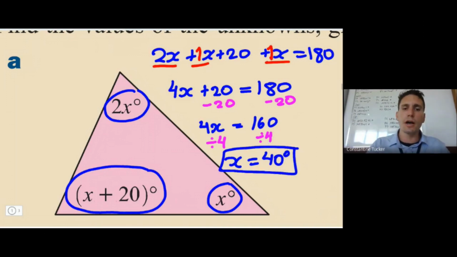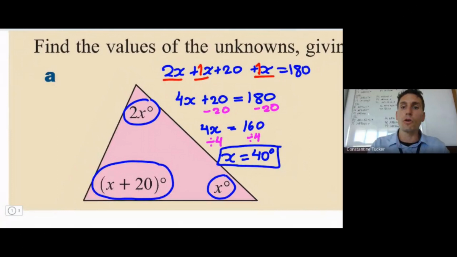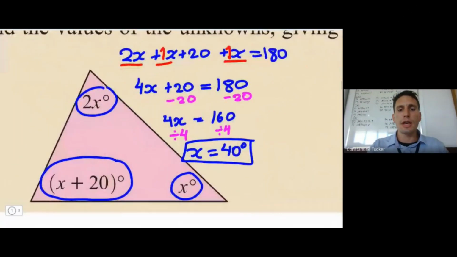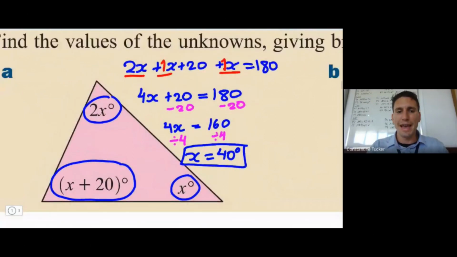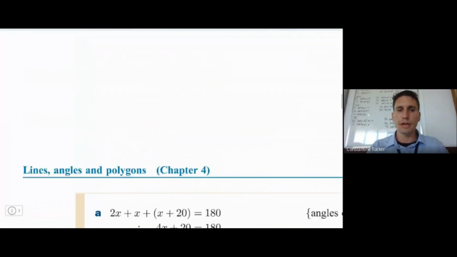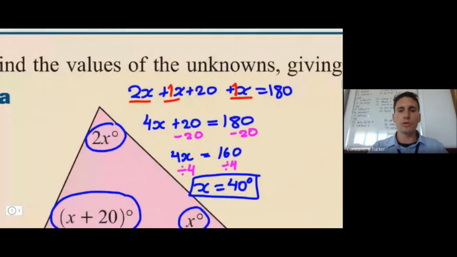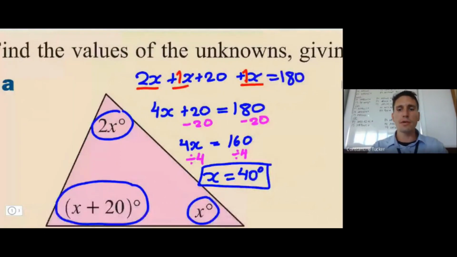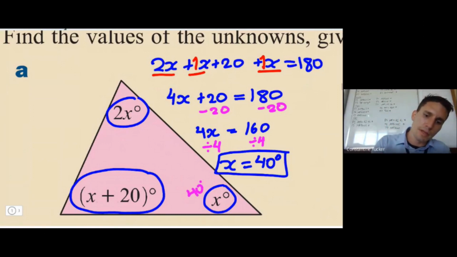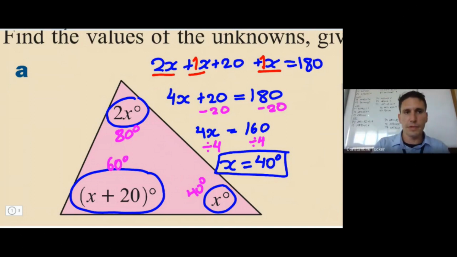But what did they really ask for here? They said find the values of the unknowns, giving brief reasons for your answers. Here I believe they just wanted us to find x. But if they asked you to find all of the angles in the triangle, then you would have to go back and substitute this value of x into x here, into 2x here, and into x plus 20 here. So basically what you would get is 40, you would get 80, and you would get 60 degrees. That's only if they asked.